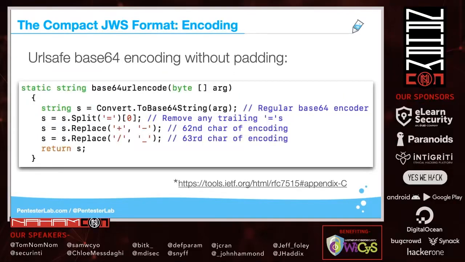So what's the difference between base64 and base64 URL encoding without padding? First, you base64 encode, then you remove all the equal sign at the end. That's your padding. Then you replace plus by dash, because plus doesn't work in HTTP really well because it's used as an encoded space. And you replace slash with underscore because slash doesn't work really well with HTTP because it's used as a separator for paths. And then you return the string.